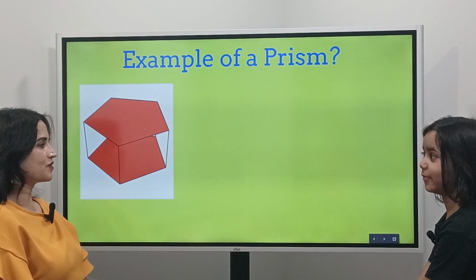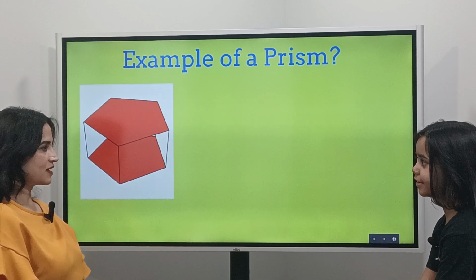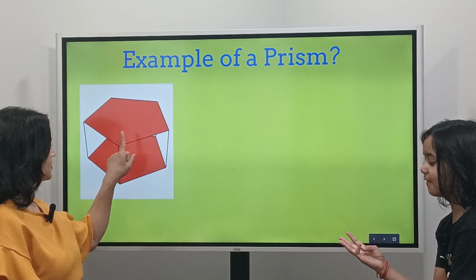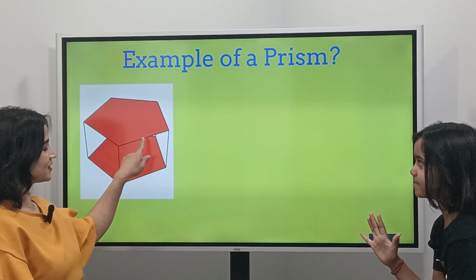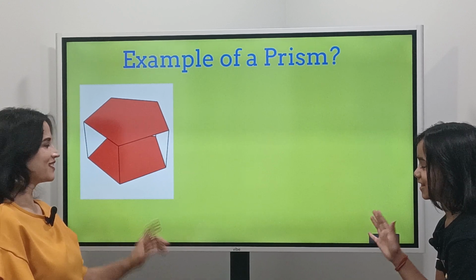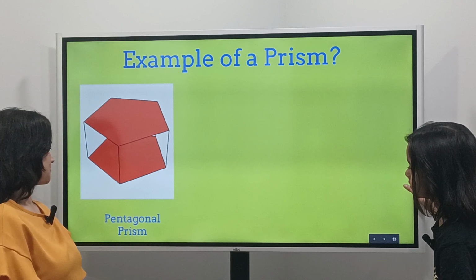Let's just count. What kind of prism do you think this is? A pentagonal prism. Why do you think that way? Because there are 5 vertices or sides, right? Let's see. 1, 2, 3, 4, 5. You are right. It has 5 sides.